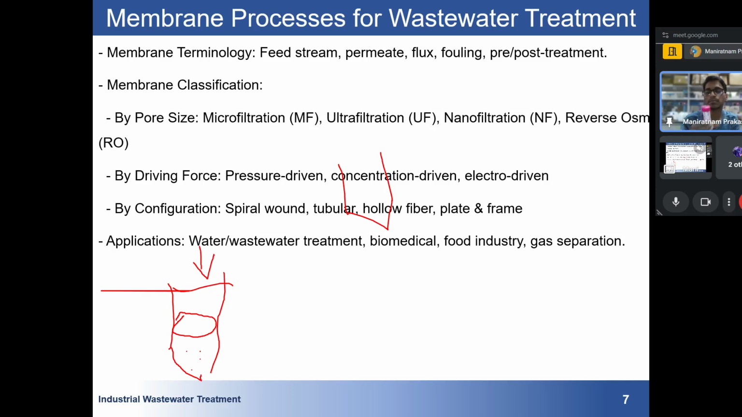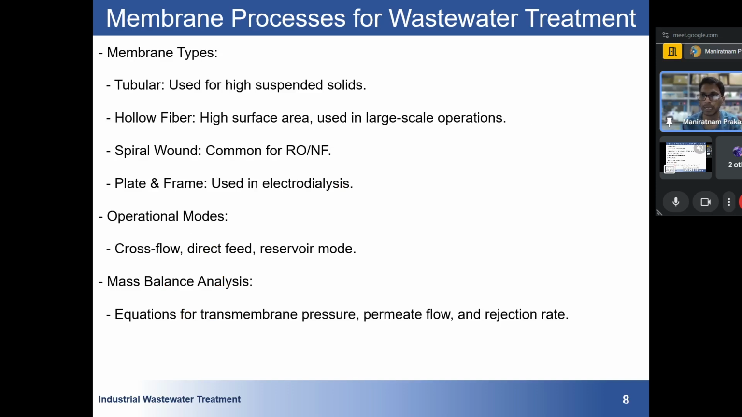Generally we are working with some kind of organic acid, humic acid, and they want to do this kind of thing. I'm giving one example, I might be wrong also, I'm not so much aware. But it helps in wastewater treatment, bioremediation, the food industry, and gas separation. Membrane types are tubular, hollow fiber, spiral wound, and plate and frame. From what is written here, you can imagine what kind they are.